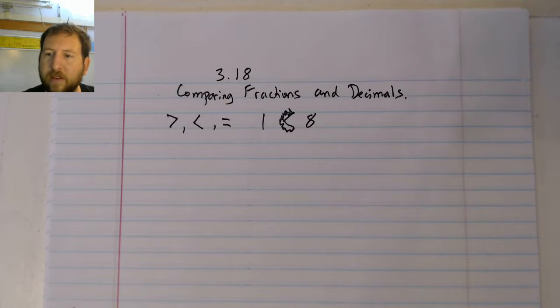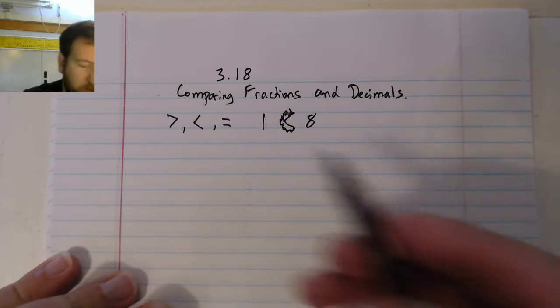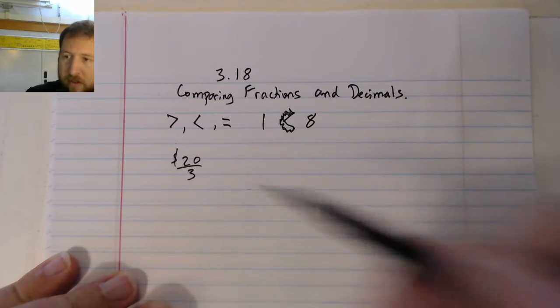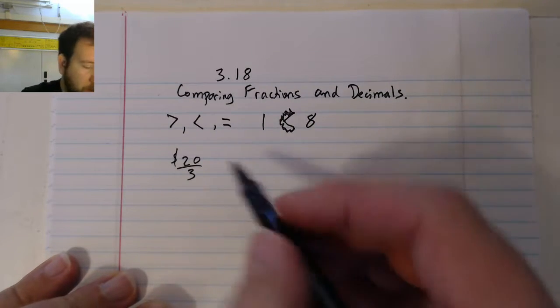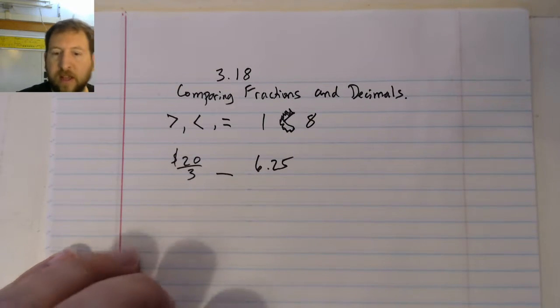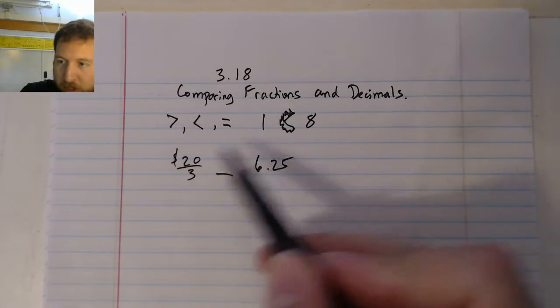The example they give is that Aurora just finished washing her dad's car. Her dad gives her two options. She can either have a third of the money in his wallet or $6.75. It turns out he has $20 in his wallet. So $20 over 3, that's 1/3 of his wallet, or $6.25. So the question is, which of these do we compare to?